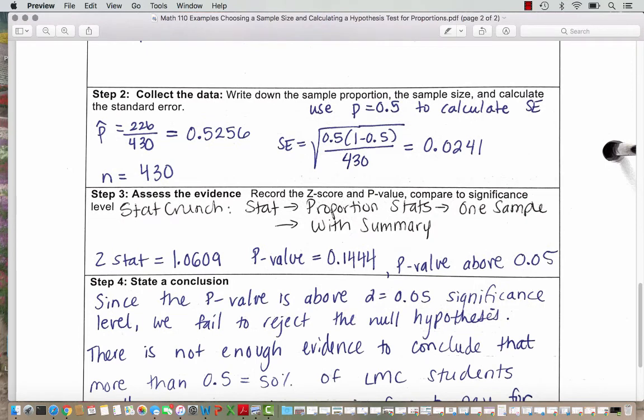So step 2 is to collect the data. So we're going to write down the sample proportion, the sample size, and then calculate the standard error. So the sample proportion is the data from those students who were surveyed and said that they would support, yes, they would support increasing student fees for a health center. So that was 226 out of the 430 students surveyed. I like to convert to decimal, so rounded to 4 places, that would be 0.5256. Our sample size, N, is 430 students surveyed.